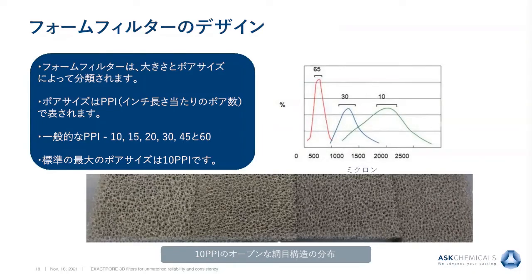Foam filters are classified by dimension and pore size. The pore size designation is PPI. PPI stands for the average amount of pores per linear inch. Common PPIs are 10 through 60 PPI. One of the most common and largest pore size possible is the 10 PPI foam designation.